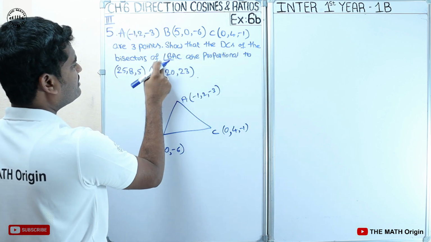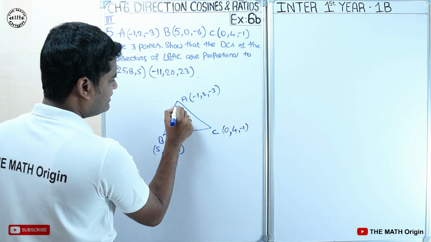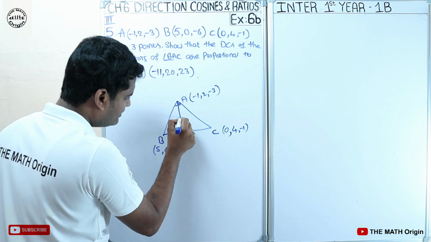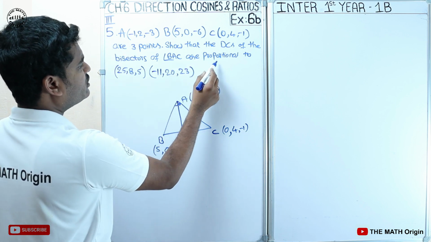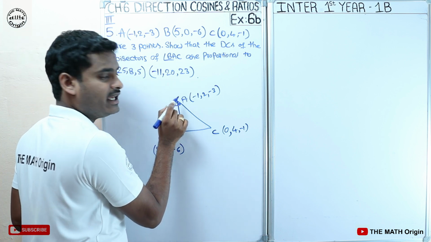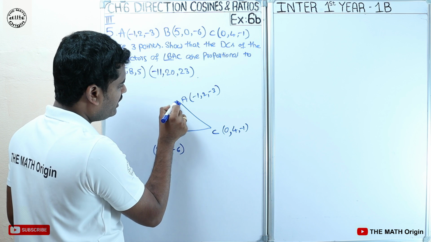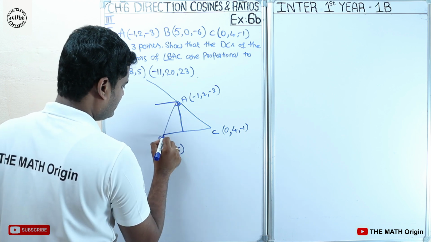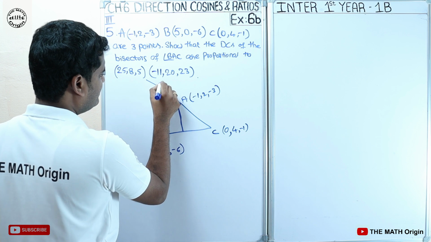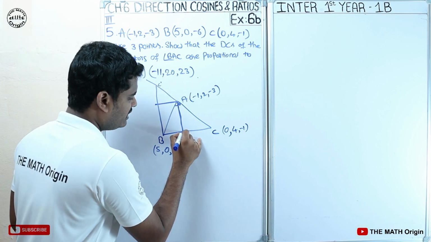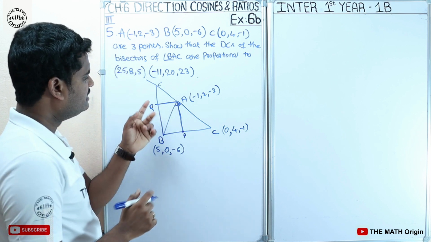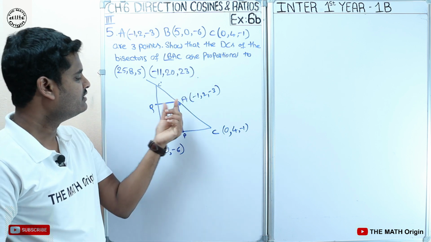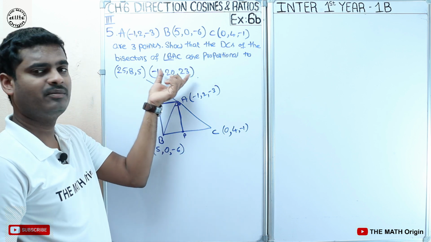Show that the DCs of the bisectors of angle BAC are proportional to given two points. For this angle, the bisector will be this one, and the other is where the line is extended and another line comes. Now I can say this is the DC. Let's take a point P here and a point Q here. These two, AQ and AP, are the bisectors of angle BAC. So these bisectors are proportional to the given two points.